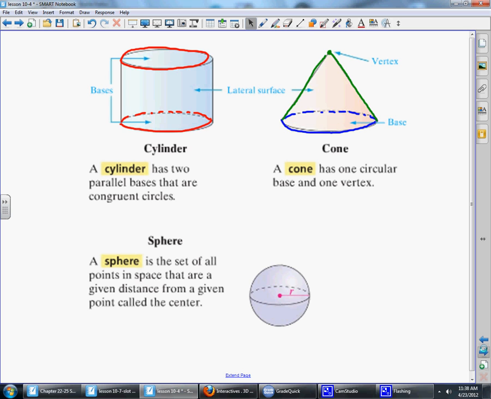And the last one is a sphere. A sphere is a set of all points in space that are a given distance from the center. So any point that we find on the sphere is always going to be the same distance from the center point in the sphere. Examples of spheres would be basketballs, baseballs, golf balls. If you could find the very center, any point from the center of that sphere to any of its edges is going to be the same distance. Make sure you get those definitions copied down in your notes before you move on.